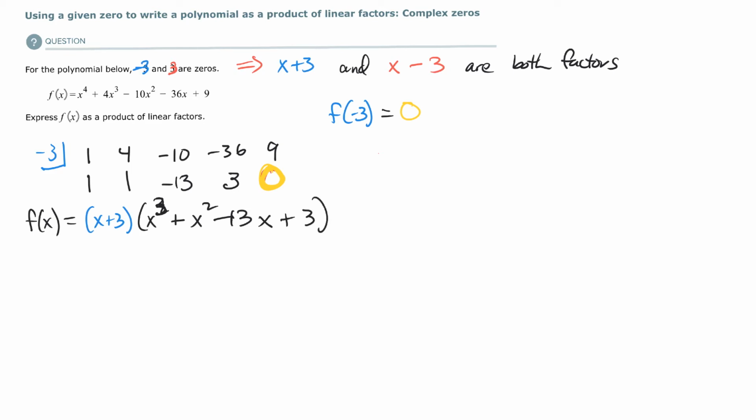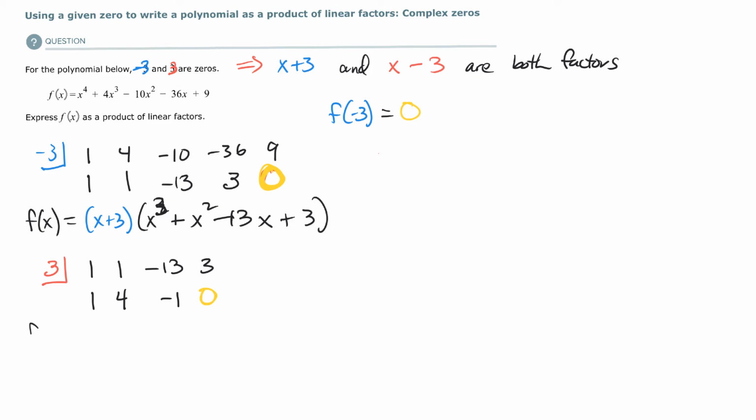Aha! And of course, we repeat this process, knowing that positive 3 is a zero. We're now going to do synthetic division to the third degree polynomial. And we repeat this by bringing down the 1. We're doing synthetic division again, and it goes pretty quick. Not a total surprise, you once again get a remainder of 0.